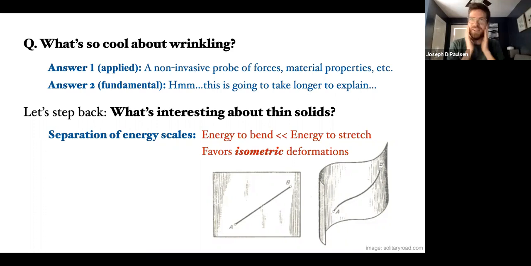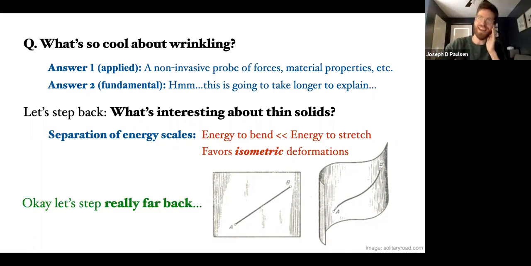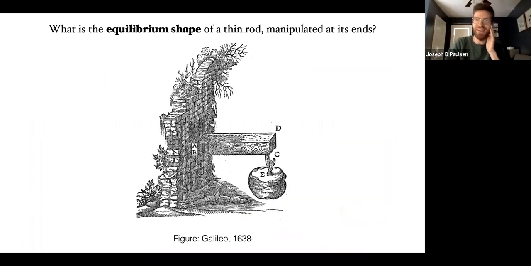Okay, and so really, I think I want to take even a step back further than that. So let's step really far back. Let's step all the way back to Galileo. And this is a lovely etching that was made when Galileo was grappling with this question: if I take a cantilevered beam and I anchor it on a wall, and then I hang a mass off of one end of this beam, what should be the equilibrium shape of deformation of this beam? And this is a tough question, at least at this time. Galileo did not solve it.